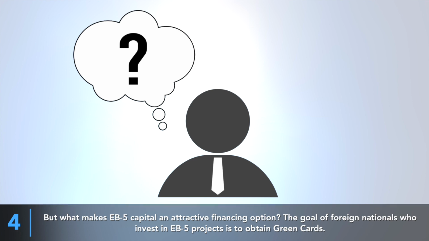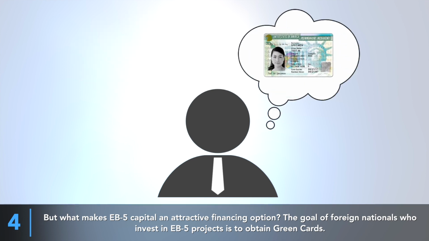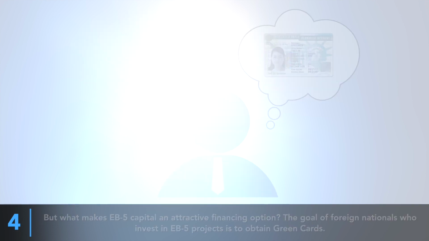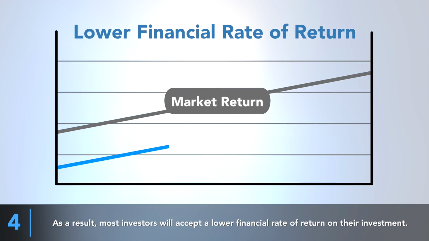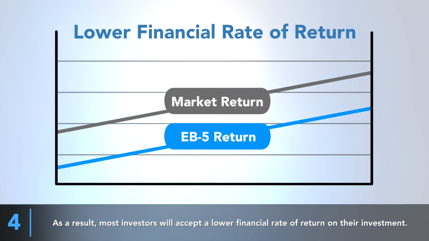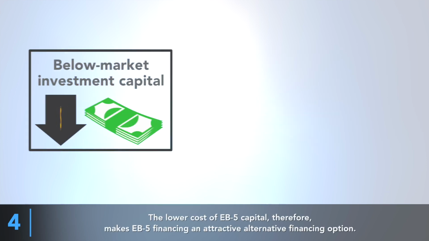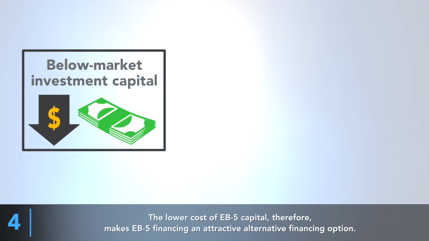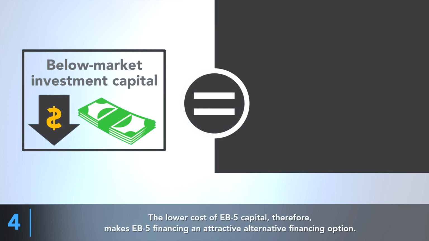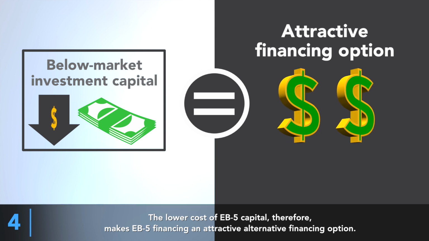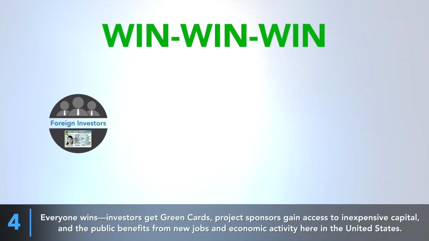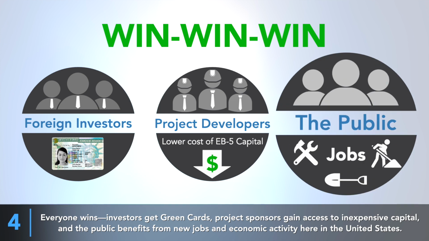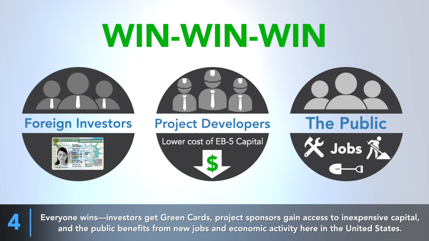The goal of foreign nationals who invest in EB-5 projects is to obtain green cards. As a result, most investors will accept a lower financial rate of return on their investment. The lower cost of EB-5 capital, therefore, makes EB-5 financing an attractive alternative financing option. Everyone wins. Investors get green cards, project sponsors gain access to inexpensive capital, and the public benefits from new jobs and economic activity here in the United States.